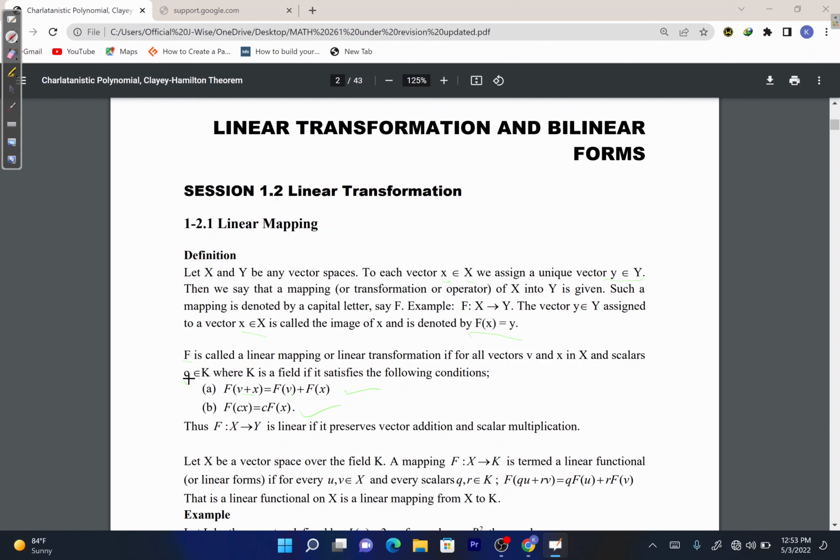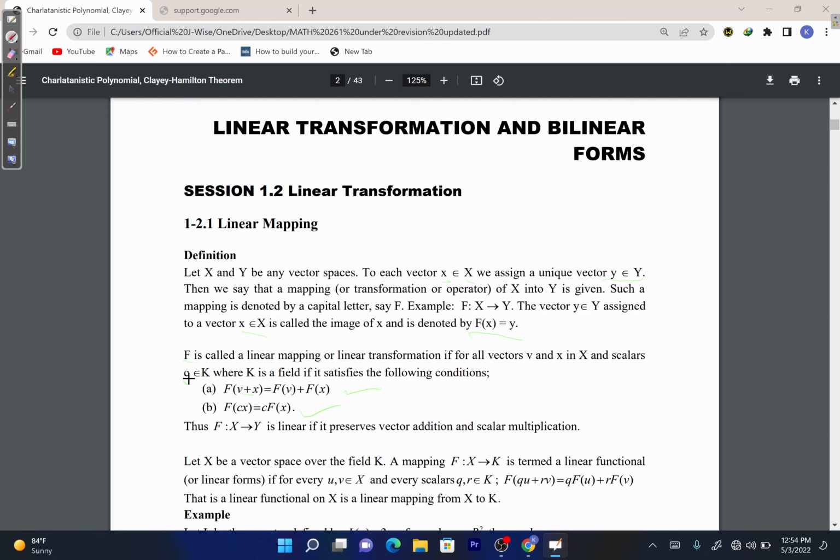K is a field. When we say a field, it is a commutative ring in which every non-zero element has an inverse, a multiplicative inverse. This simply means that with each scalar, you can multiply, you can divide, you can add, you can subtract, except division by zero. That's the meaning of a field.